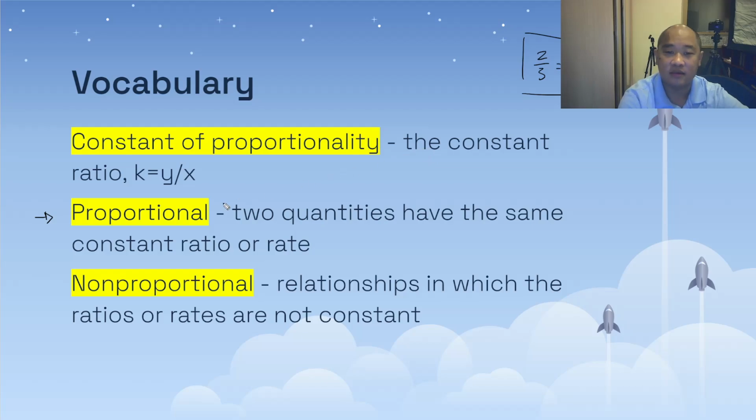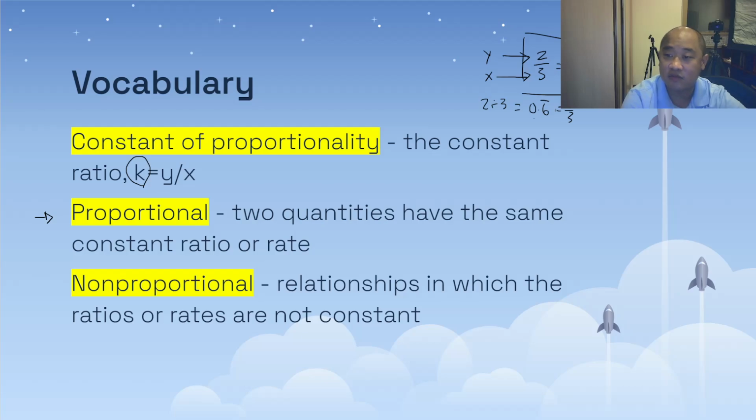The constant of the ratio is the y over the x. The y is the top number and the x is the bottom number. So here in this case, y is that number and x is this number. So 2 divided by 3 equals 0.6 repeating. So that means k, the constant of proportionality, is 0.6 repeating, or 2/3.